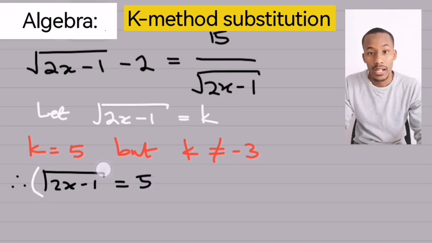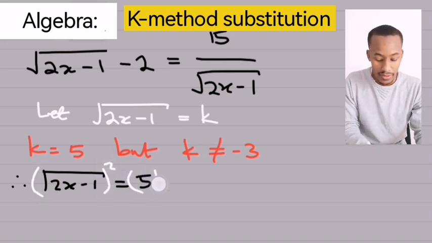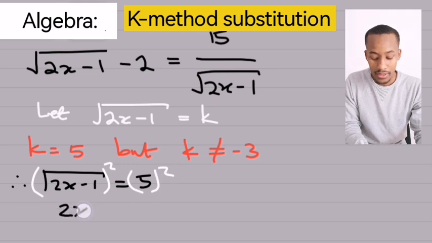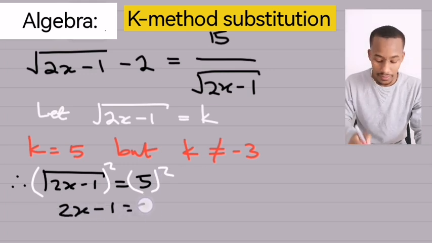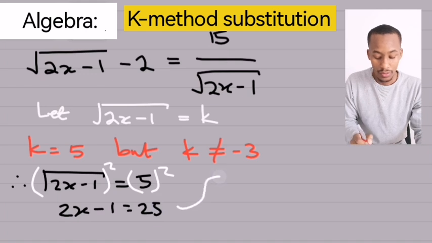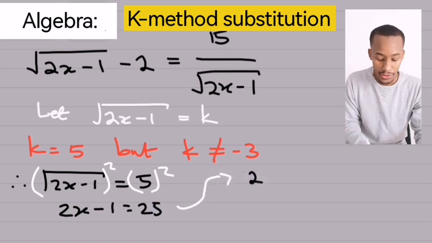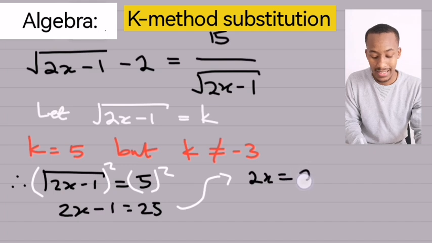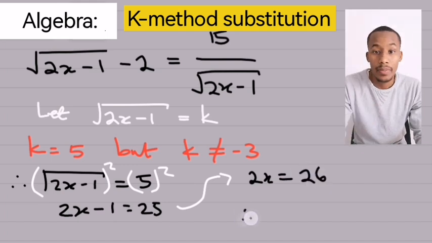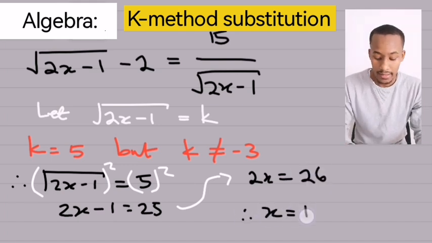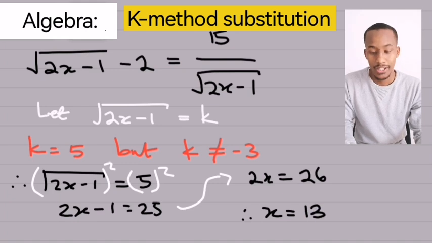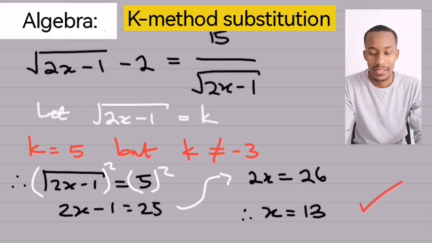And if we square both sides to solve for x, then we have 2x minus 1 equals 5 squared, which is 25. You must carry the 1 over. So you have 25 plus 1, which is 26. And then divide both sides by 2. And x is equal to 13. Okay, so well done if you got that answer.